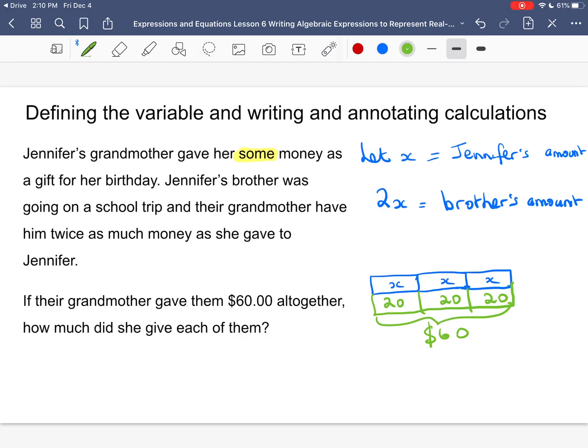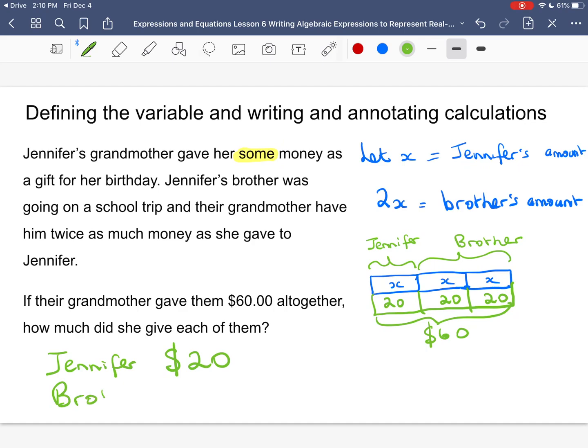Jennifer got 1x, so this is Jennifer's amount here. And then her brother got 2x, so he got $40. So then to write my answer, I would write Jennifer, write my units, $20, and the brother, the units is the dollars, got $40 because he got 2x, 2 times 20.